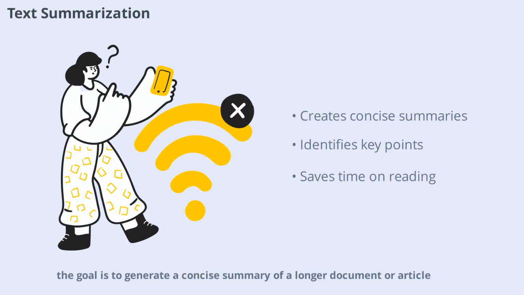Here, the goal is to generate a concise summary of a longer document or article. RNNs process the text sequentially, identifying the most important points and generating a summary that captures the main ideas. This is incredibly useful for quickly understanding large volumes of information, such as news articles or research papers, and is increasingly used in digital assistants and news aggregators.